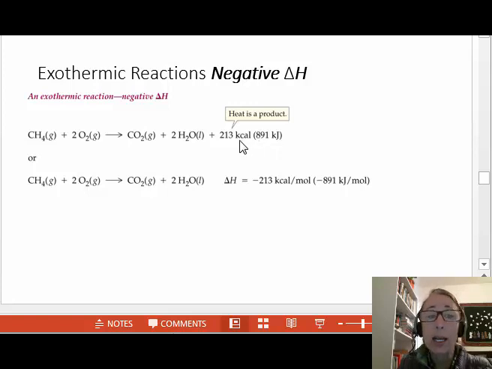We can write the heat as a product of the balanced chemical equation, but what is more common is to express the heat flow as a change in enthalpy, or delta capital H. The enthalpy for this reaction has a negative sign, and notice that per mole is written. This might be a tad confusing because the chemical is not specified. This means per mole of methane.